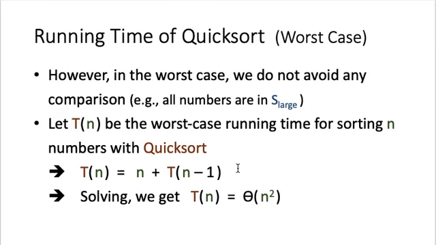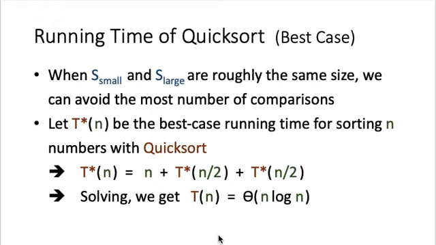Let's say this is a certain kind of bad case. Now if we solve this, we will find that T(n) is equal to n plus n minus 1 plus n minus 2 and so on and so forth, and it is equal to theta of n squared. So in the worst case, the running time of quicksort is n squared.